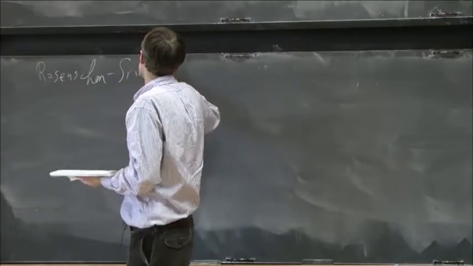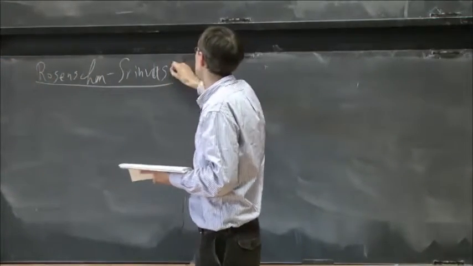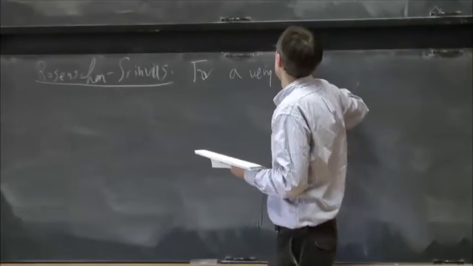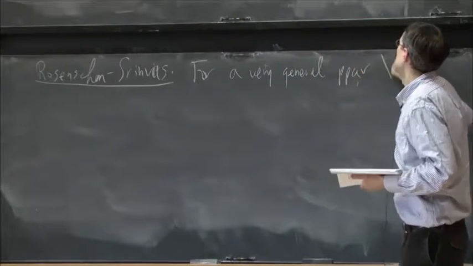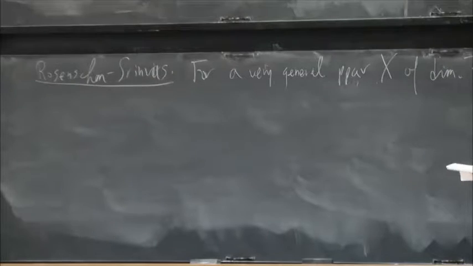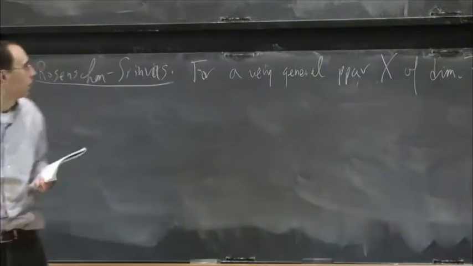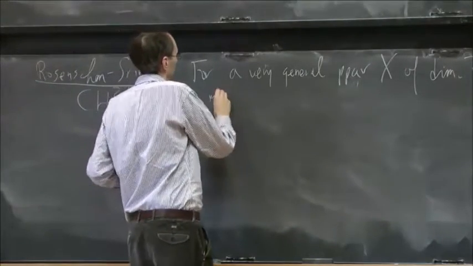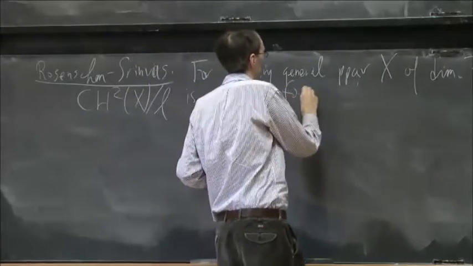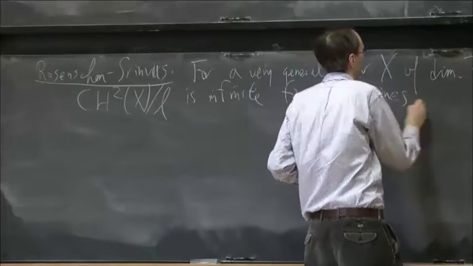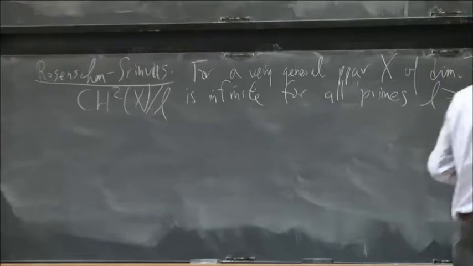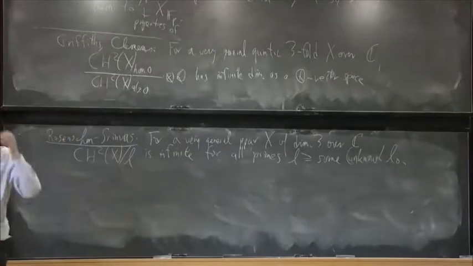by Rosenschon and Srinivas, although they got a different conclusion, not about a very special elliptic curve like that, but rather more like Nori, so for a very general principally polarized abelian variety X of dimension 3 over C, they show that the Chow group of codimension 2 cycles modulo L is infinite for almost all primes L. Okay. So, right, so somehow this is maybe what you would expect.